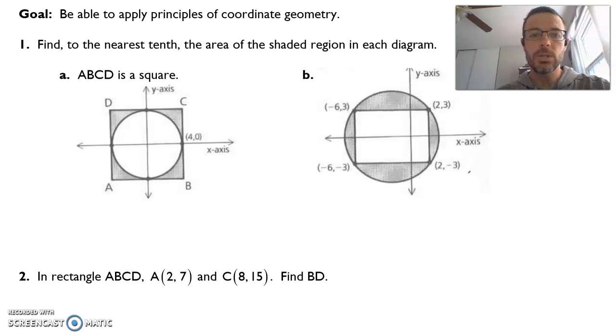Make sure that you take a look at the coordinates. It'll help you identify your radius and your side lengths and things like that. Press pause and try these problems, please.